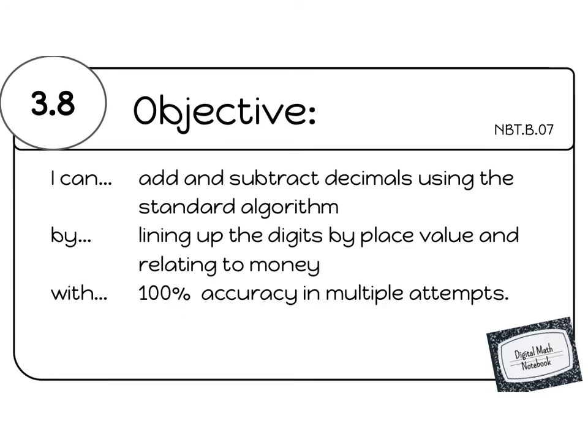Today's objective is: I can add and subtract decimals using the standard algorithm by lining up the digits by place value and relating to money with 100% accuracy in multiple attempts. Please pause now to write the lesson objective in your digital math notebook.